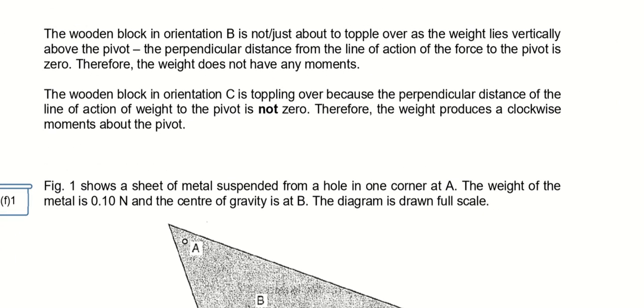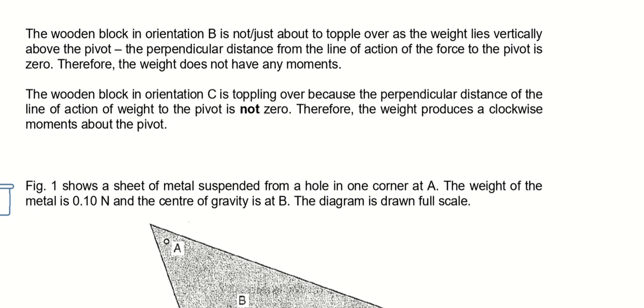Okay, so if you read, the wooden block in orientation B is not toppling over, or is just about to topple over, as the weight lies vertically above the pivot. So the perpendicular distance from the line of action of the force to the pivot is 0. Therefore, the weight does not have any moment. But this is very difficult to achieve. Okay, don't try this in the lab.